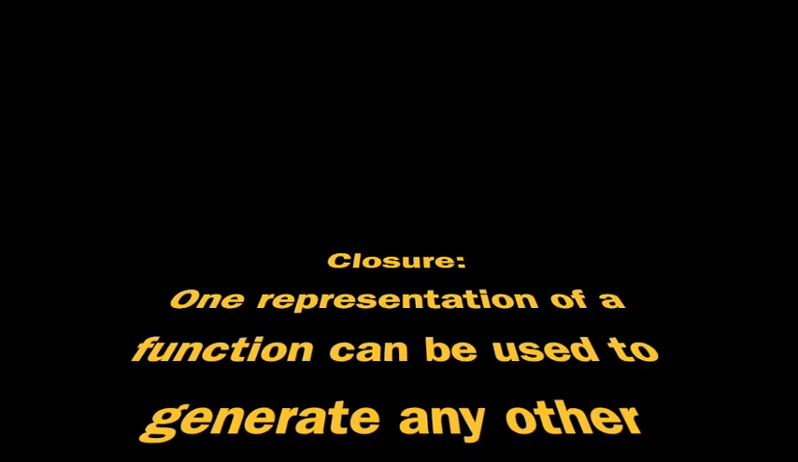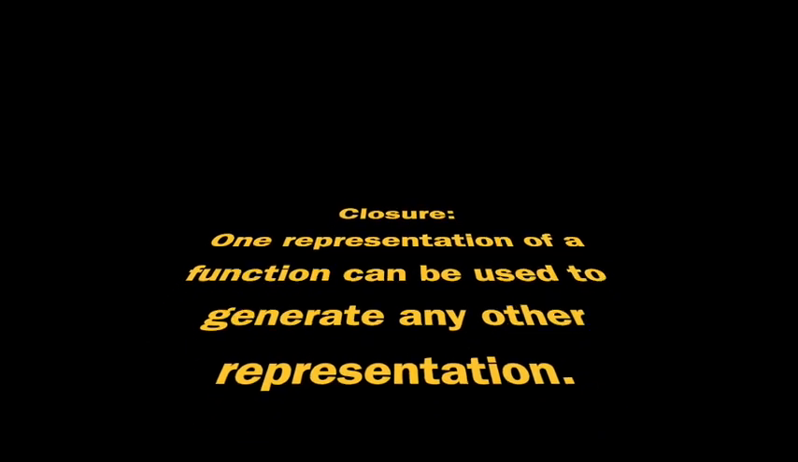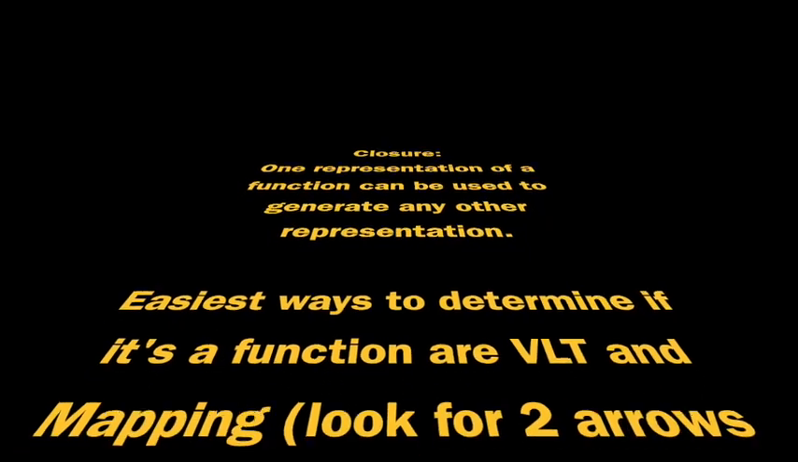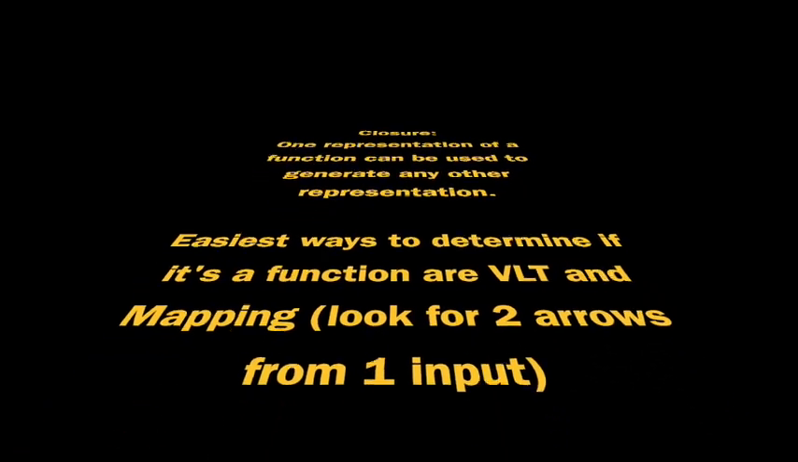All right, in this lesson we learned that we could take one representation of a function and generate any other type of representation. Then we learned that we can determine whether or not it's a function either using the vertical line test or just looking at the mapping and looking for 2 arrows coming off of one input.